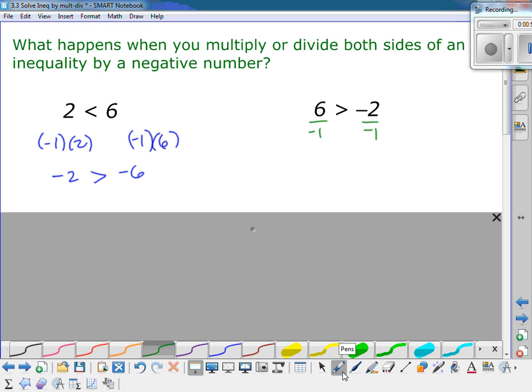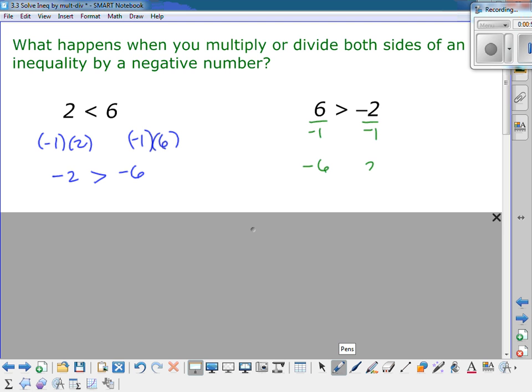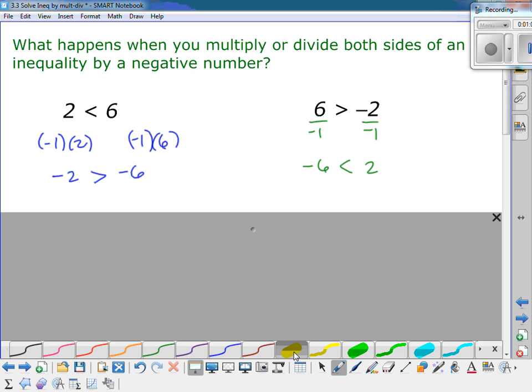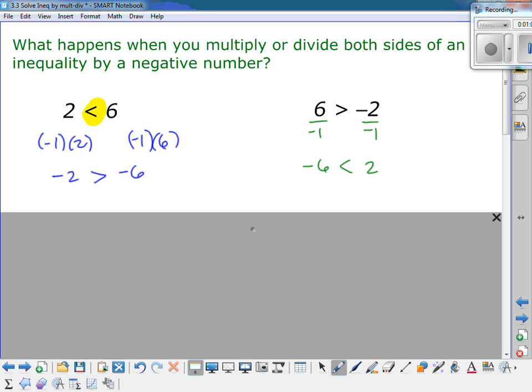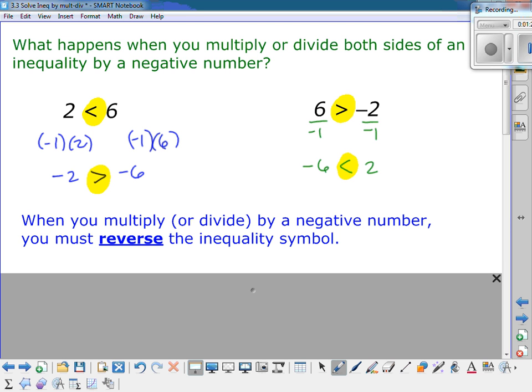Now I have negative 6, and I have positive 2. So which one of those is greater? The positive 2. So if you look and see what happened here, I had a less than, but after I multiplied by a negative, it became greater than. On the second one, I had a greater than, but when I divided by a negative, it became less than. So what happens is that when you multiply or divide by a negative number, then you must reverse the inequality symbol. Okay, you have to flip it over. When you multiply or divide by a negative number, you must reverse the symbol.